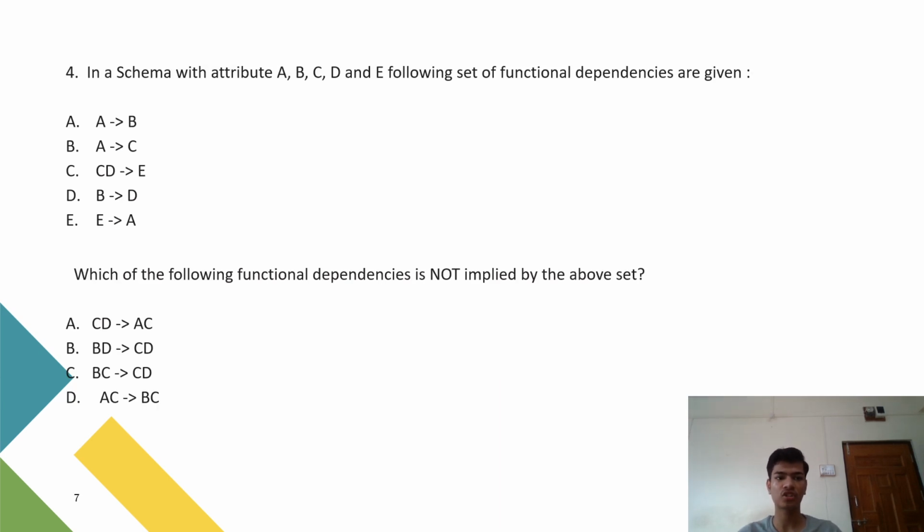Now talking about question number 4. In a schema with attributes A, B, C, D and E, the following set of functional dependencies are given. A implies B, A implies C, CD implies E, B implies D, E implies A. Then which of the following functional dependencies is not implied by the above set?